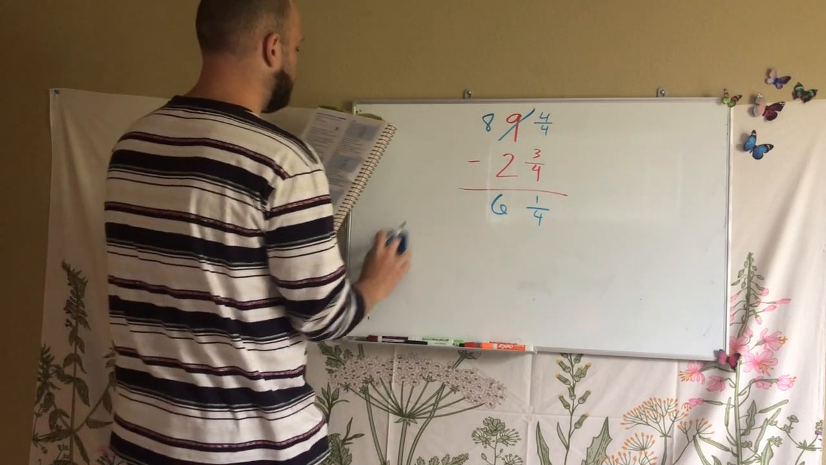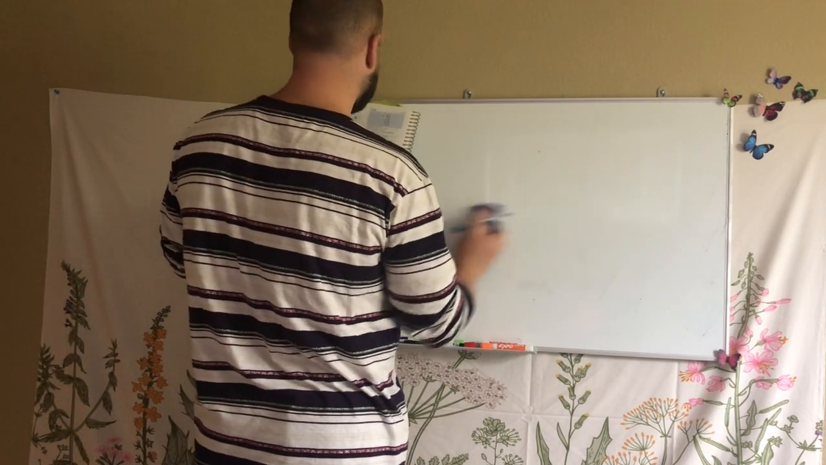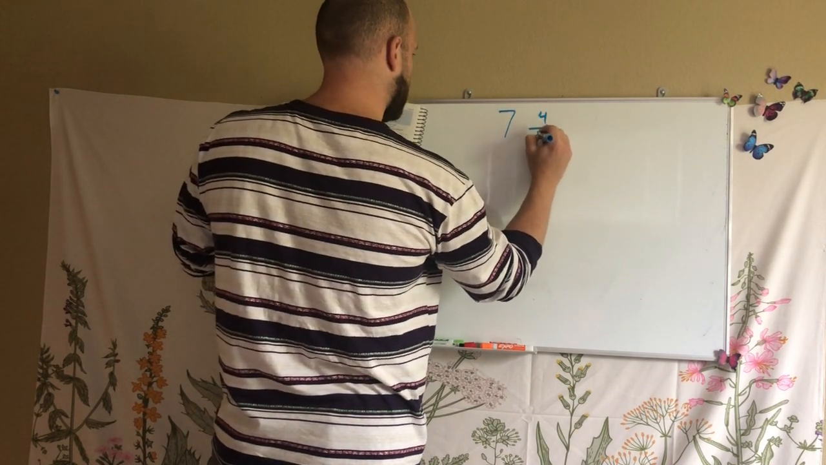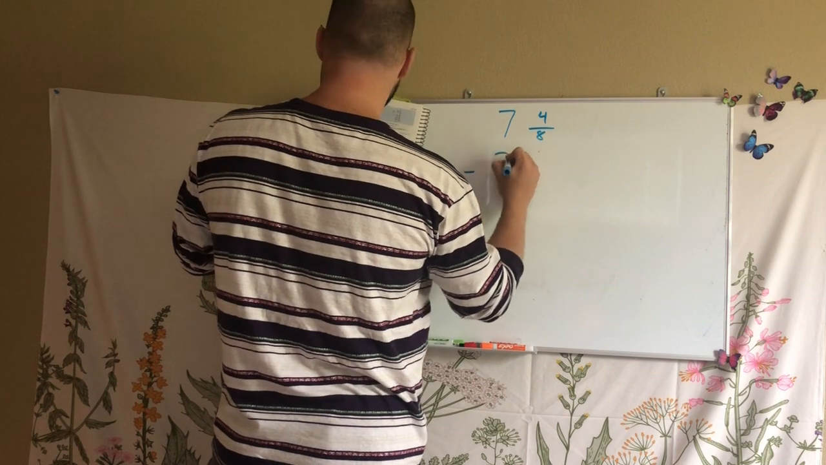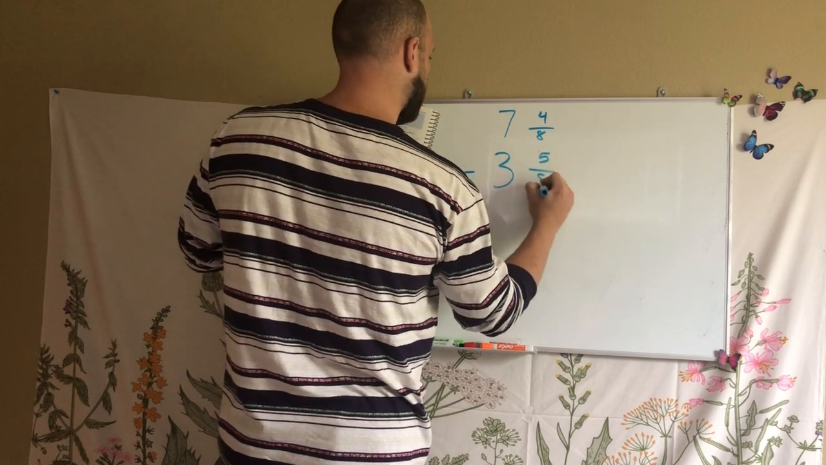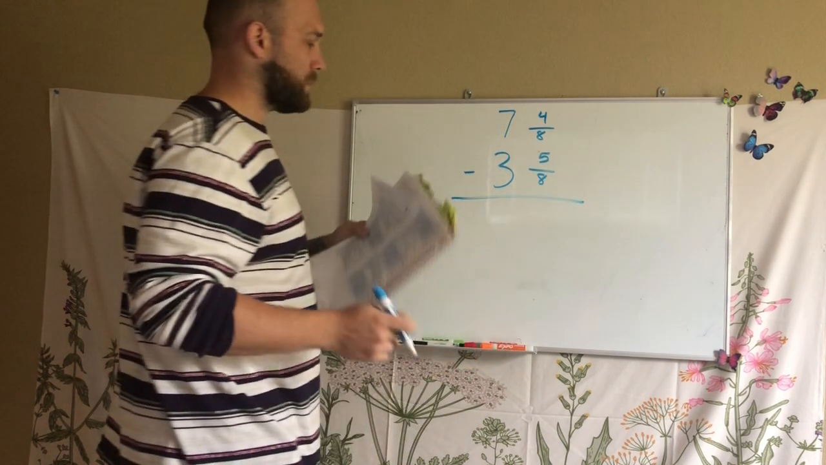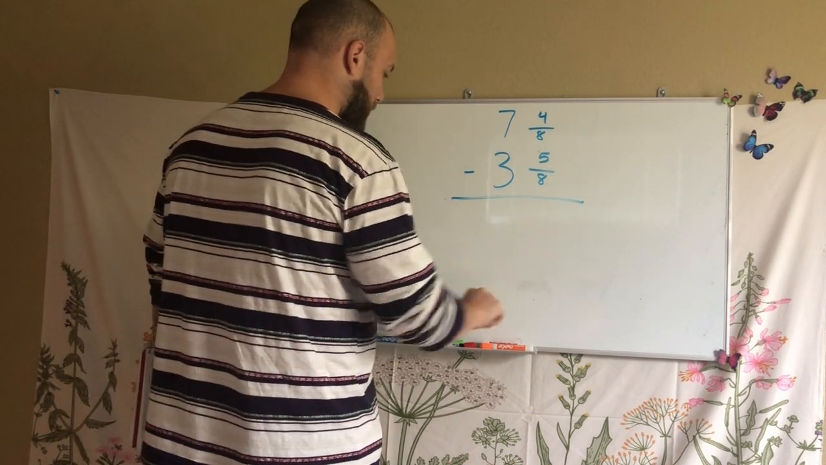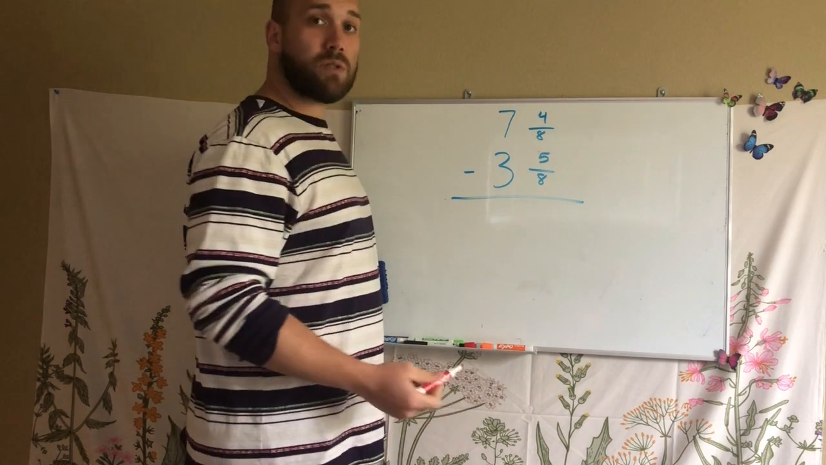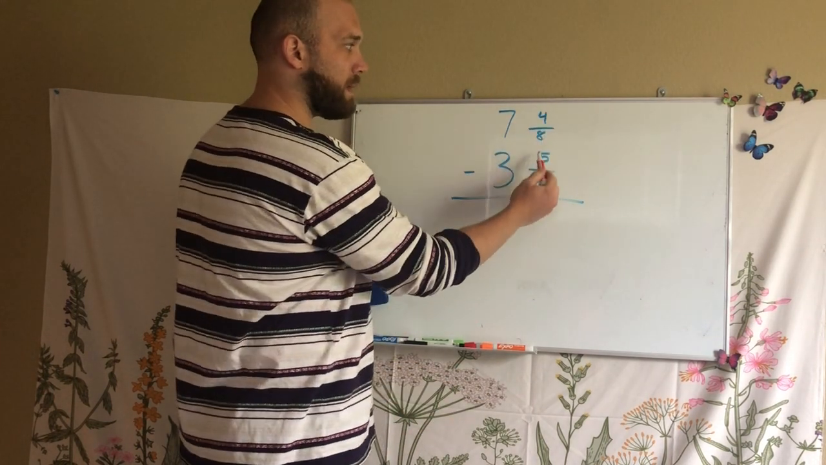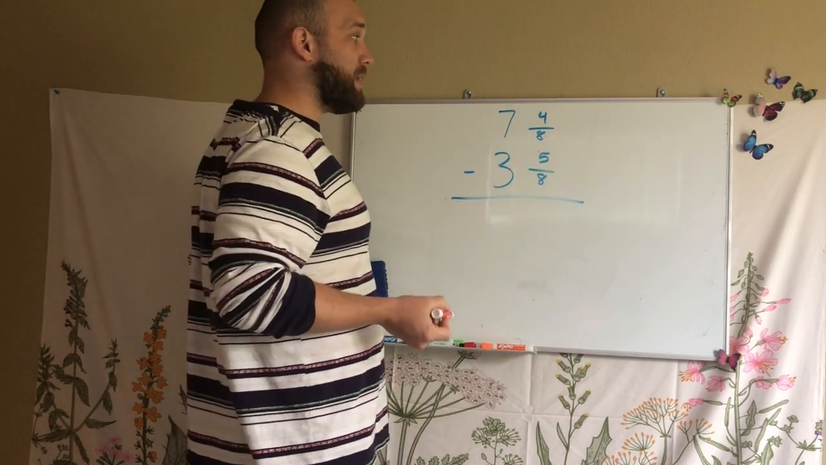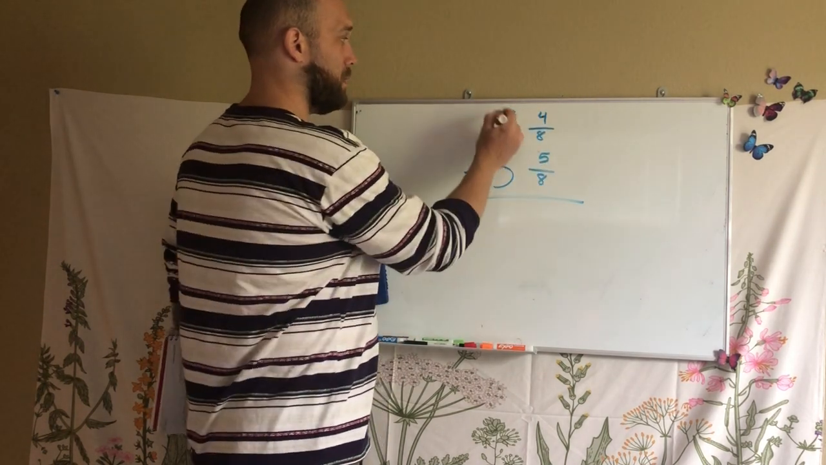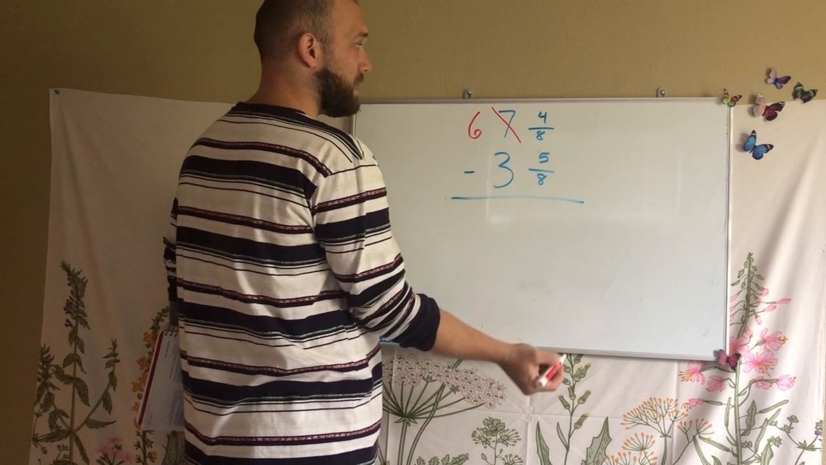Problem B. 7 and 4/8 minus 3 and 5/8. All right. Here we have a fraction. However, it's too small still. I can't do 4 minus 5. I still need to borrow from my 7 to make it top heavy so I can subtract it from 5. So I still need to borrow, make that 6.